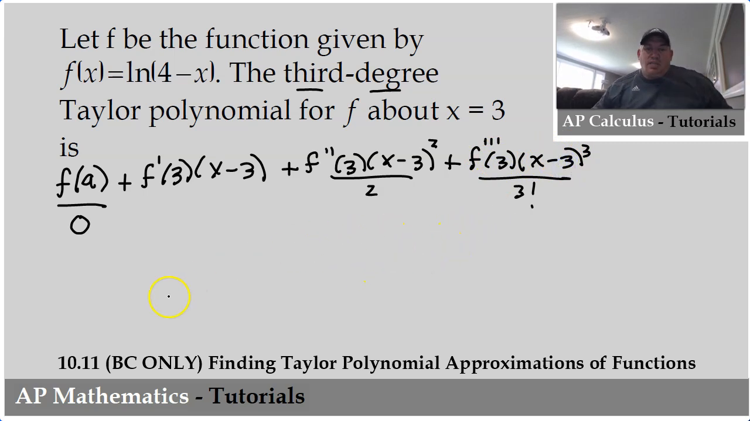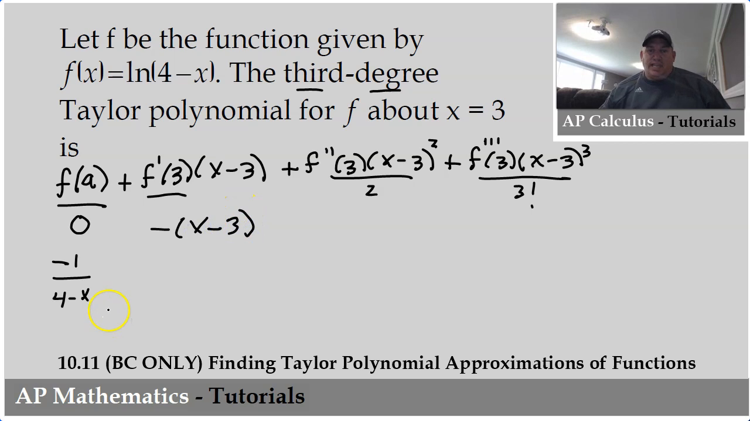Now, let's find the first derivative. The first derivative of the natural log of 4 minus x would be 1 over 4 minus x, and then we'd have a chain rule that would give us an extra negative 1. And when we put 3 in, we get negative 1 over 1, or negative 1. So our f prime of 3 right here is negative 1. So we have a negative x minus 3 as my first non-zero term.